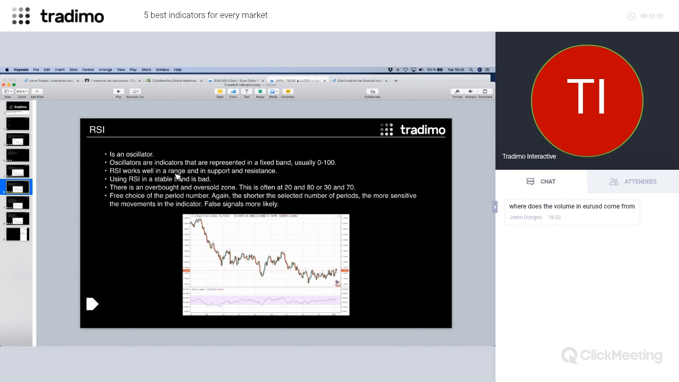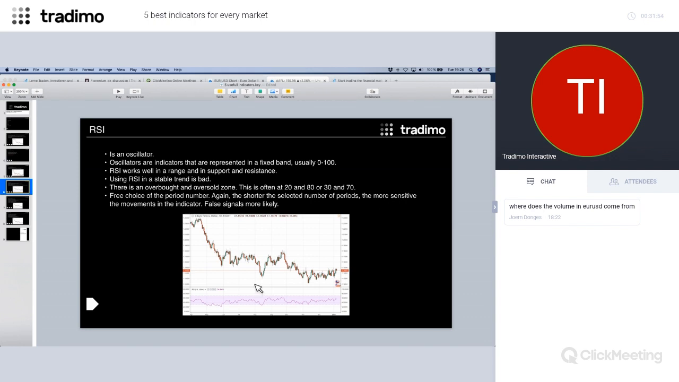The RSI works well in range and in support and resistance. So in ranging markets where you cannot use moving averages very well, you can take the RSI. The RSI is working well in ranging markets, but bad in stable trend markets. There the RSI makes absolutely no sense to use.